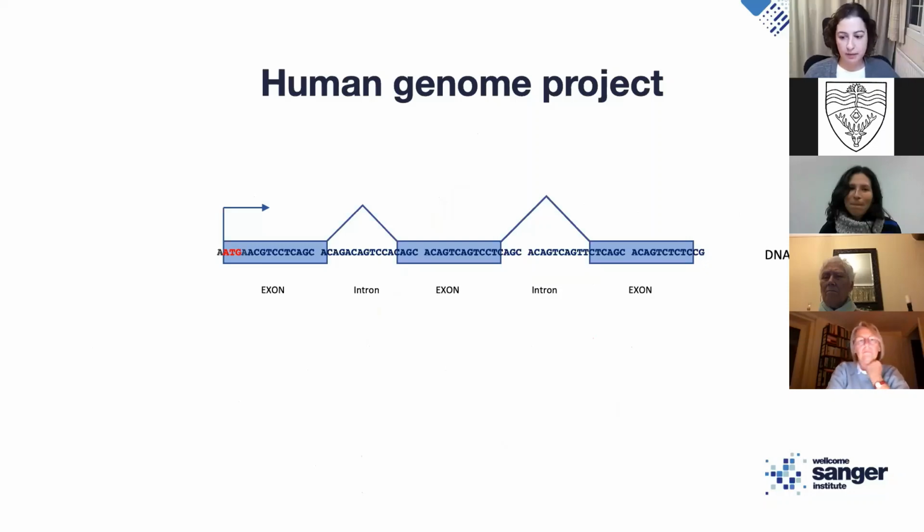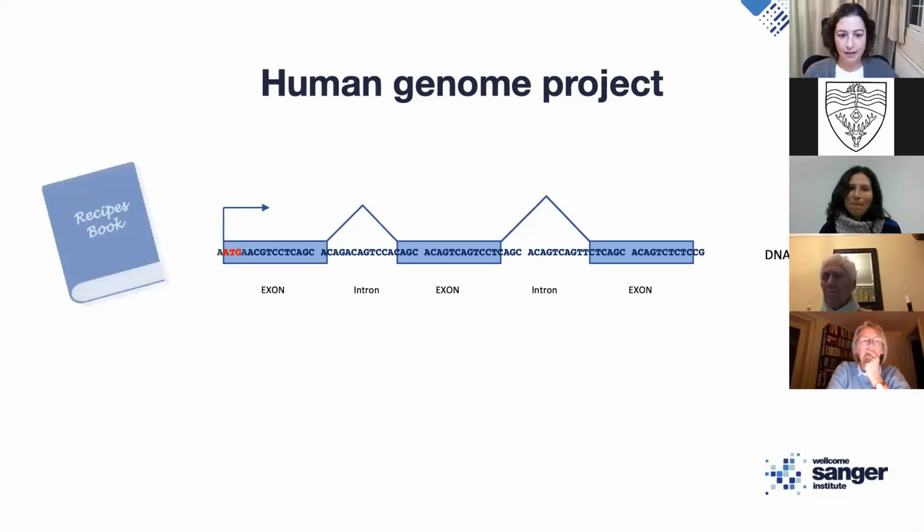We got an estimate of how many protein coding genes we have in the genome, which is about 20 to 25,000. And what are these genes? These genes are portions of the DNA that contain the information that the cells use to create the proteins, which are the bricks that make us as human beings.